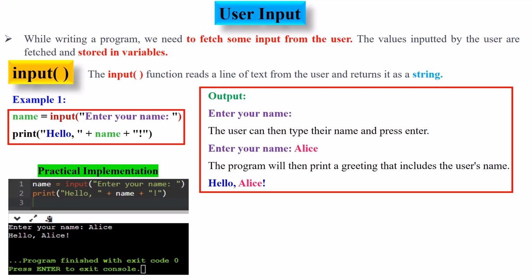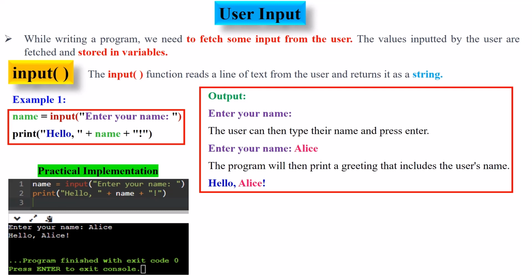Here's an example of how to use the input function to get user input. Example 1: name = input("Enter your name"). In this example, the input function is used to get the user's name from the command line. The user's input is assigned to the name variable, which is then used to print a personalized greeting.